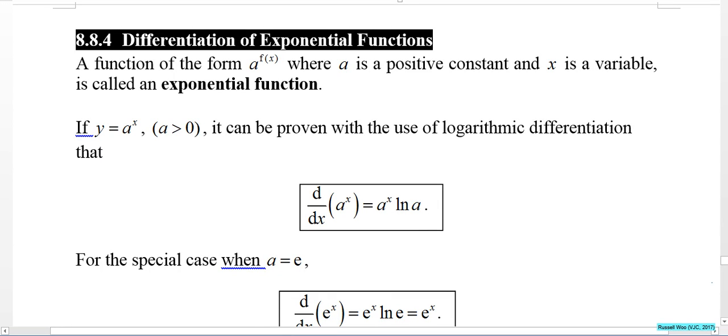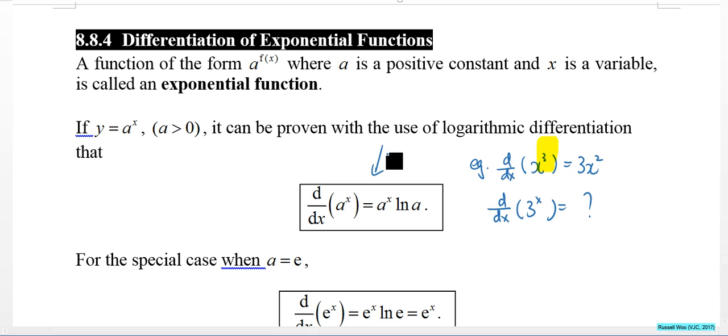Okay, now we'll deal with differentiation of exponential functions. Example. Now, I said before, we know how to differentiate x to the power 3. It is obviously 3x squared. This is when the power is a constant. Now, what happens if I differentiate 3 to the power of x? What is it? Now, we're going to learn this idea of differentiating 3 to the power of x.